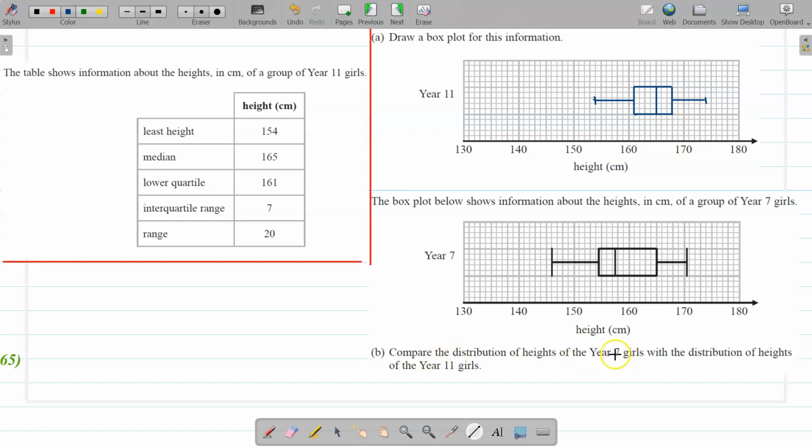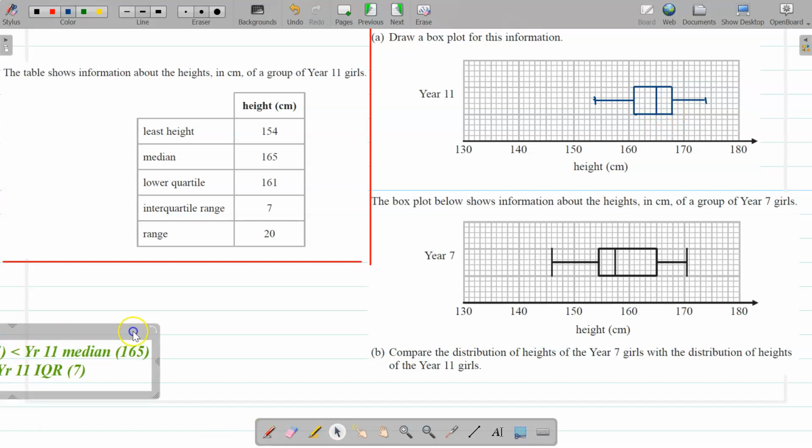Now compare the distribution of heights of the Year 7 girls with the distribution of the heights of the Year 11 girls. These questions typically carry 2 marks or 3 marks sometimes. And to guarantee the correct answer for this, you need to do 2 things. You need to compare the medians and you need to compare the interquartile ranges. Don't talk about the mean because you'll get no marks. Don't talk about the average. Don't talk about spread. Use those specific terms, and if you can calculate them numerically, that gives you a watertight answer. And this is what I would write down for that answer.